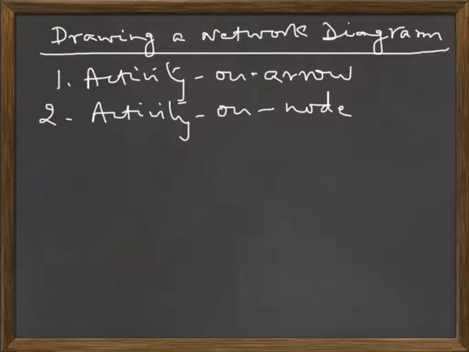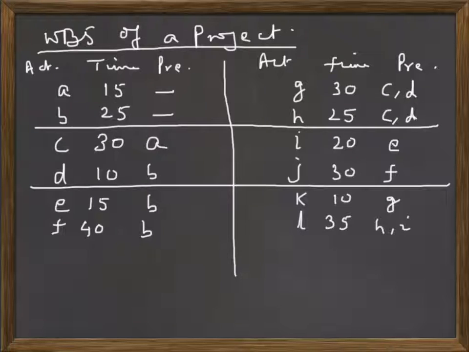Here we are going to learn the activity on arrow network diagram because this is more intuitive, and we will do some analysis also on this type of network diagram. We take a project for which a work breakdown structure is given here. This project has 12 activities. Instead of giving the detail, we are just taking the symbol so that the focus remains on the project management techniques. So the activities we are representing by A, B, C, D, E, F, G, H, I, J, K, L.